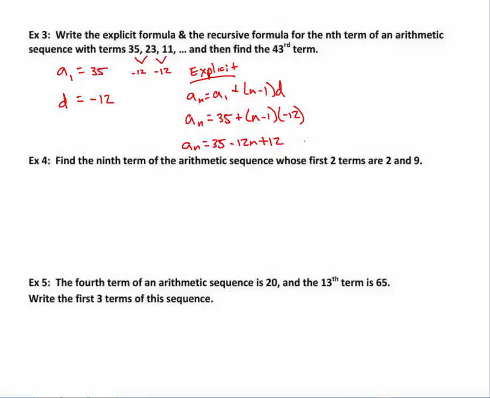And so our formula is going to be a sub n equals negative 12n plus 47. All right, that is our explicit formula. Now we're going to do our recursive.